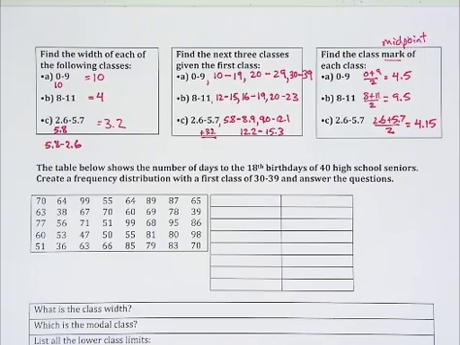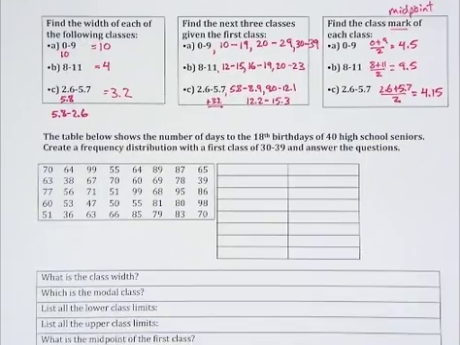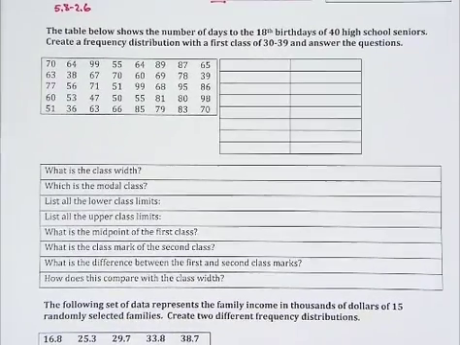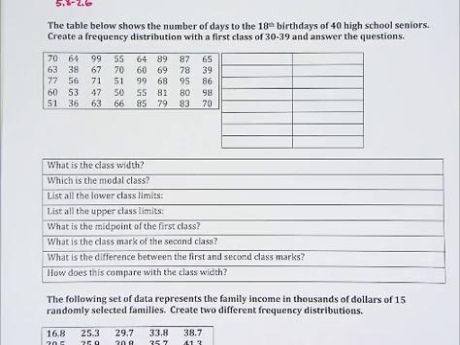Alright, so we're going to actually try this now on a set of data. We're going to use classes to help us organize this to be able to analyze it. So the table below shows the number of days to the 18th birthdays of 40 high school seniors. Create a frequency distribution with a class of 30 to 39 and answer the questions.